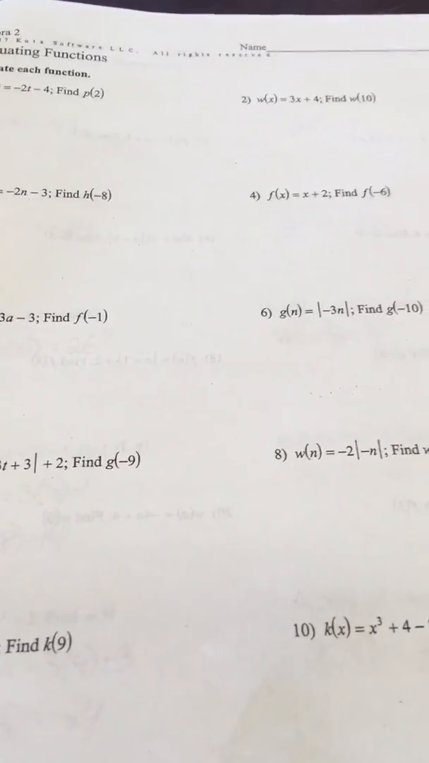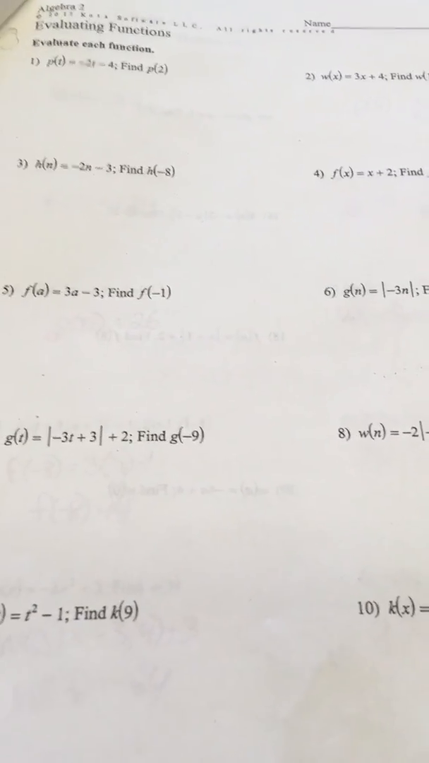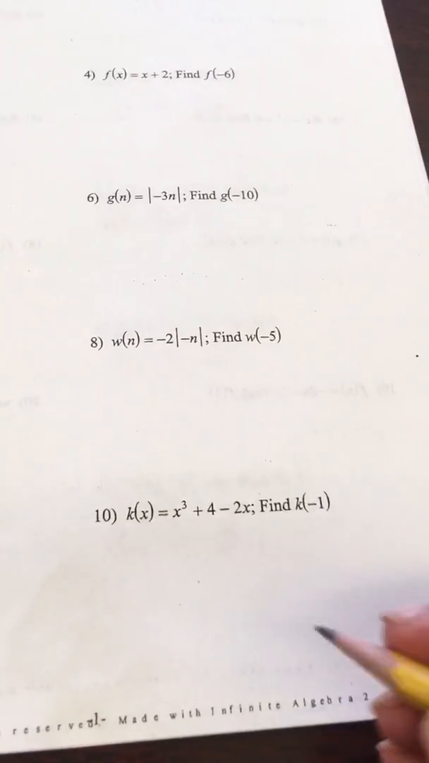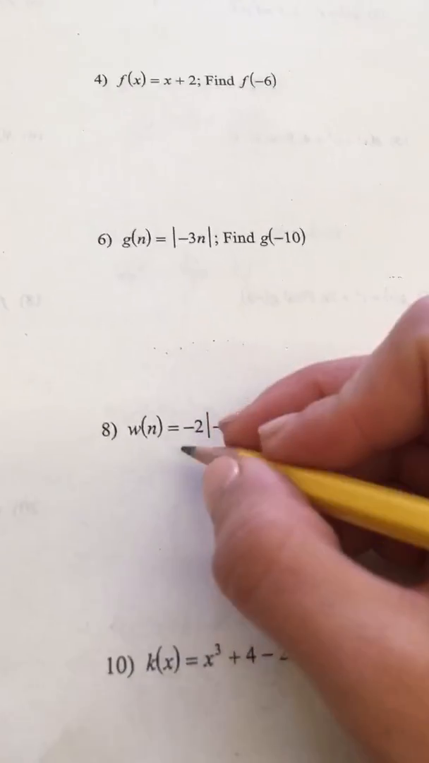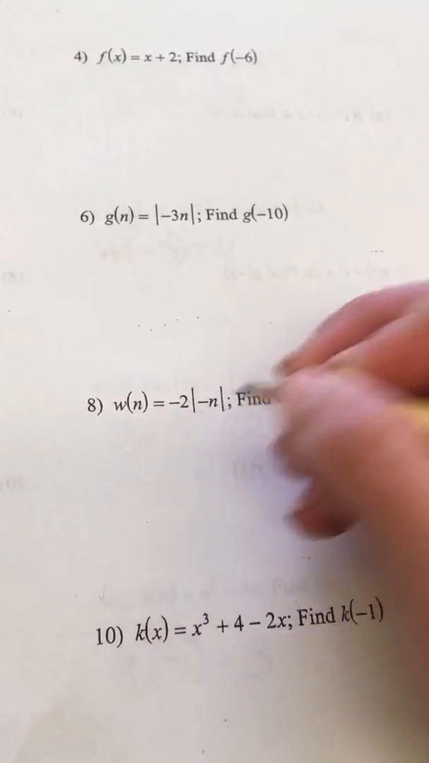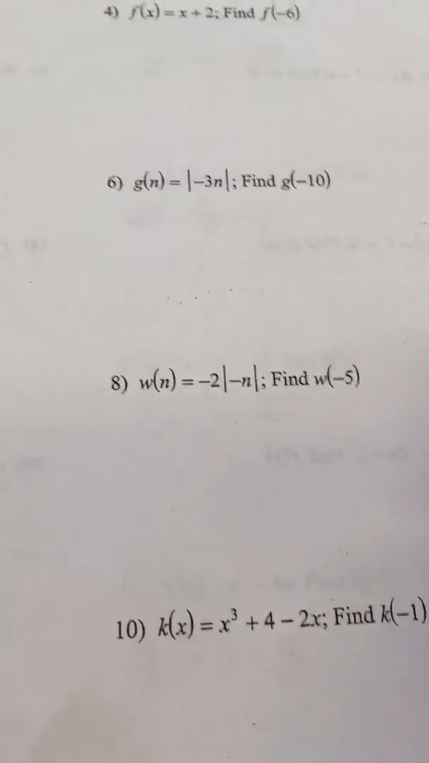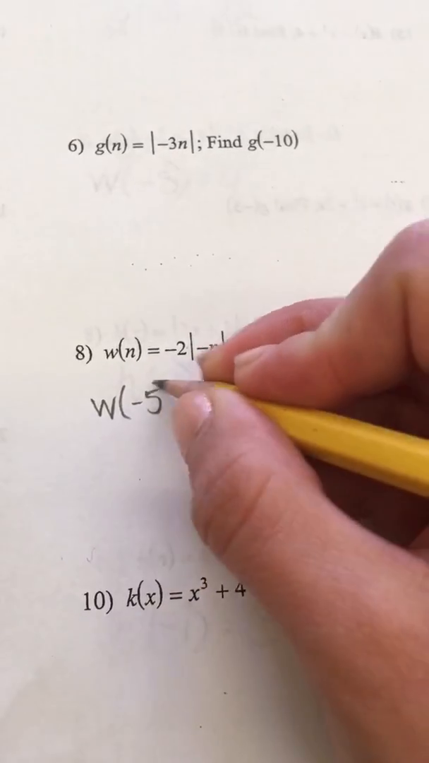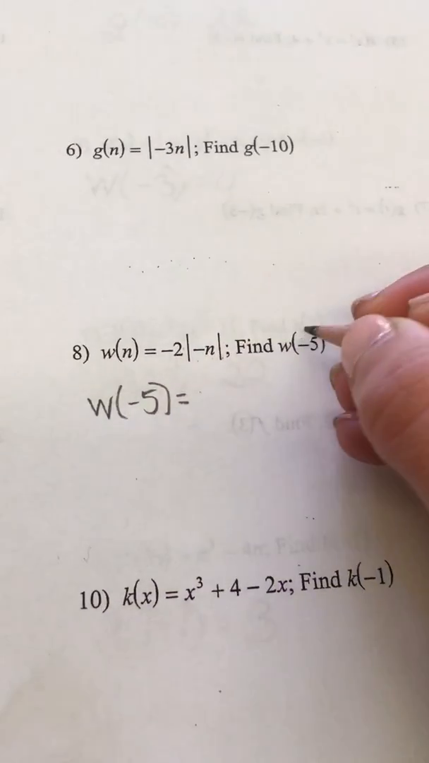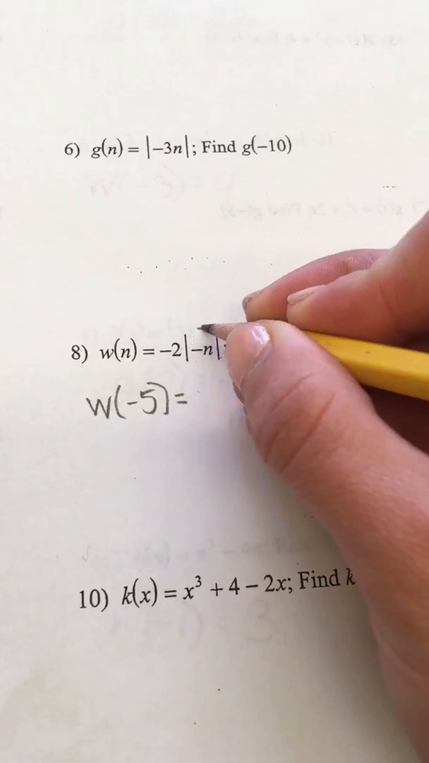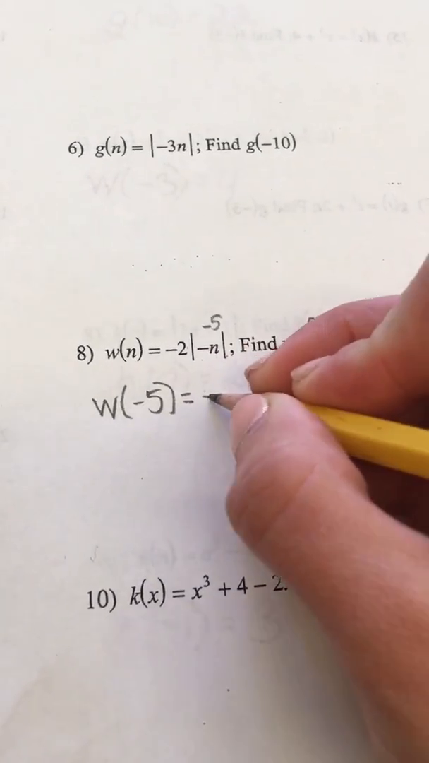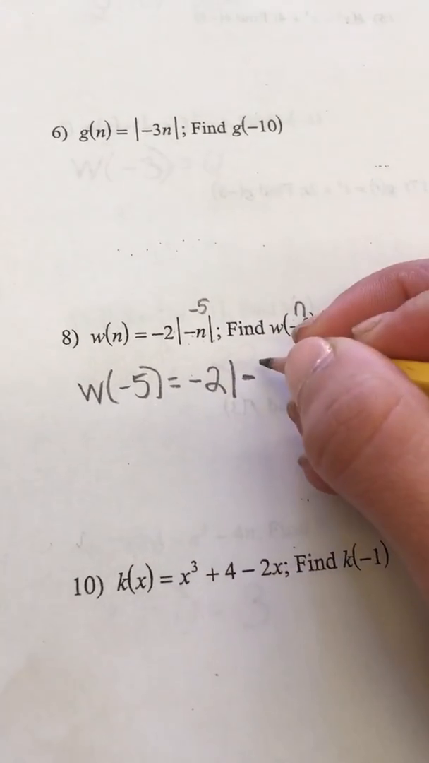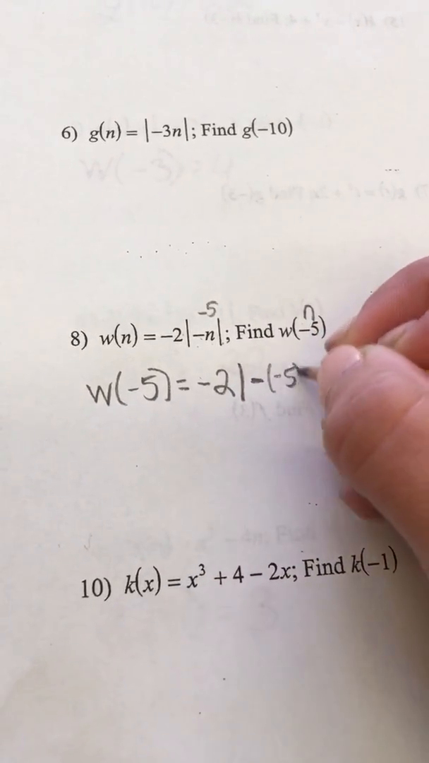So some of these in the classwork, I just want to go over a little bit of reminders. Just checking them over. So for example, number 8, this means negative 2 times the absolute value of negative n. So I'll do this one with you. So W of negative 5 means plug in negative 5 for n. So n becomes negative 5. We're going to put a negative 5 in for the n. So this is negative 2 absolute value. There's already a negative sign there, and we're plugging in negative 5.